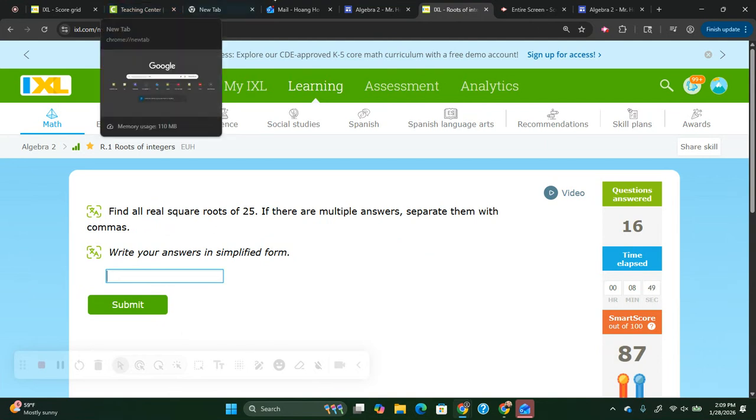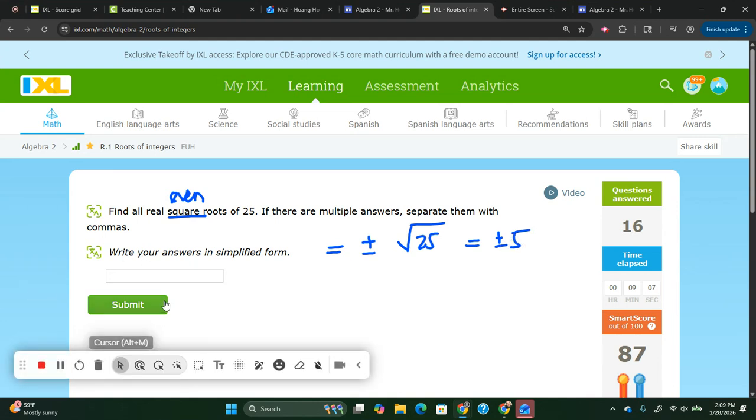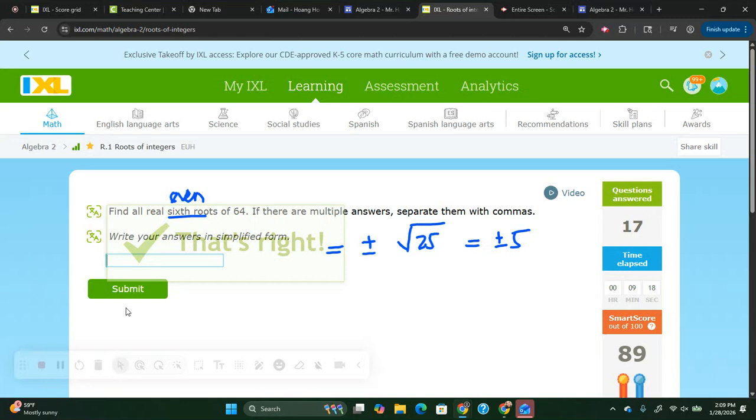Same thing over here. Square root of 25. Square means even. So the answer should be plus minus the square root of 25, which is plus minus 5. I put in plus minus 5. So 5 I can put first, it doesn't matter. You can put negative 5 first and then comma 5. Either way is fine.